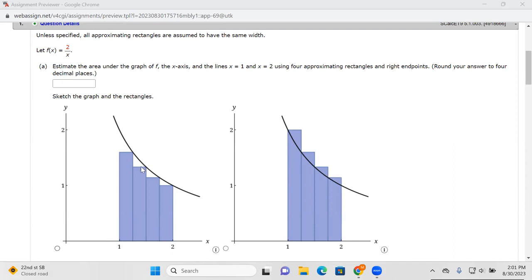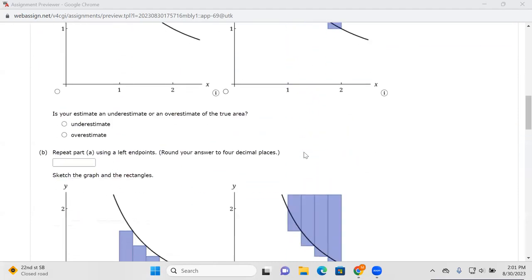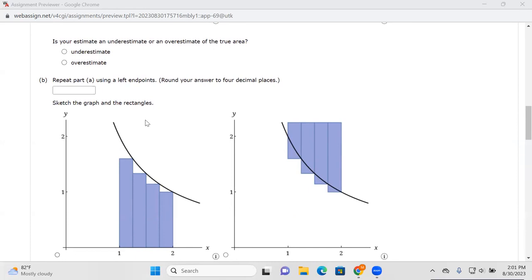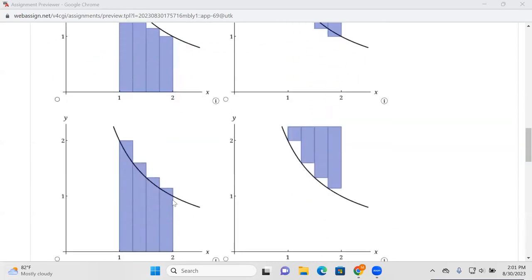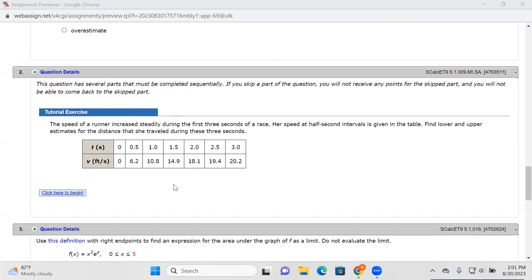Taking a look at our picture, we can see that our rectangles are encompassing less area than is under our curve. These little triangles of white space would be the evidence of our underestimate. Whereas if we were doing a left sum, these rectangles that protrude would be an overestimate. Incidentally, the next part says repeat using left endpoints. Right on cue, there's our left endpoint picture, and that would be an overestimate because these little triangular, darkly shaded regions would be where we would overestimate.